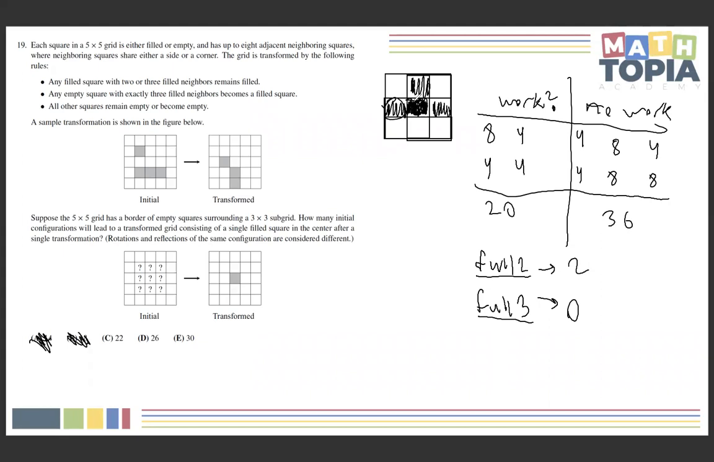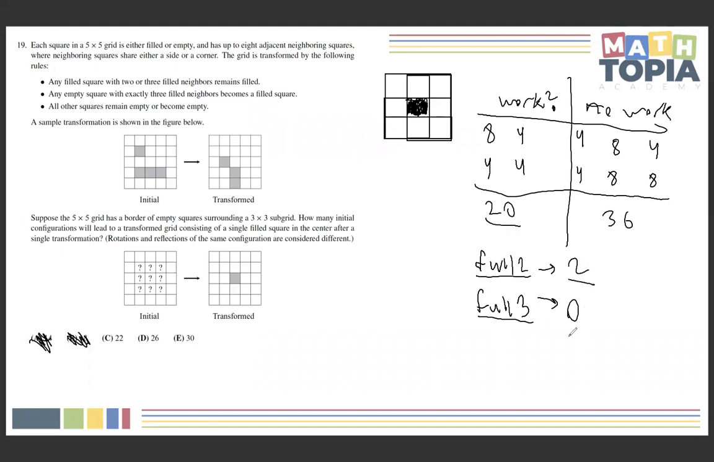This one has two neighbors, so it's going to stay alive. This has three neighbors, so it's going to stay alive. This has two neighbors, so it's going to stay alive. This has three neighbors, so it's going to come to life. Three neighbors, three neighbors. So we're actually just going to get this huge block of cells. That's not going to work for a number of reasons. So this actually has no solutions.